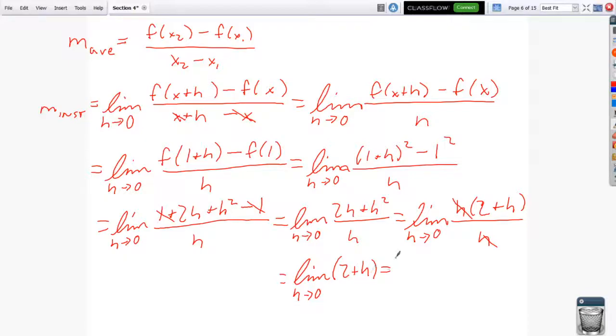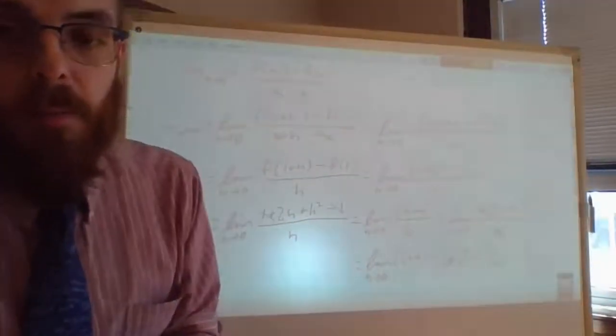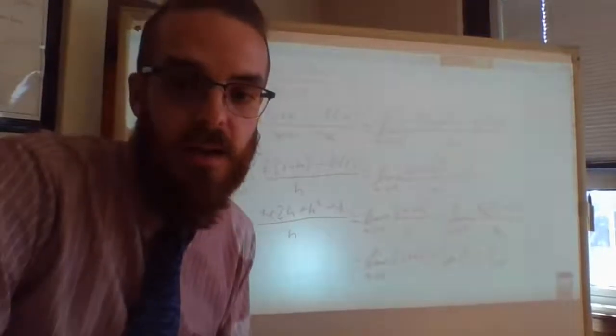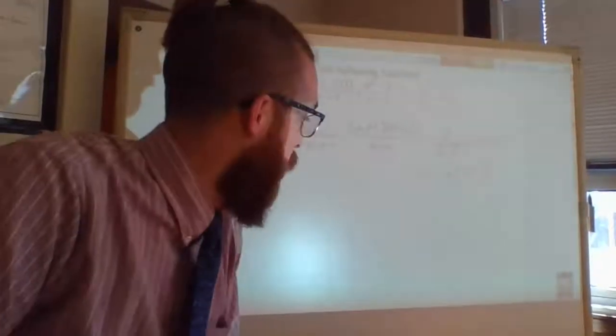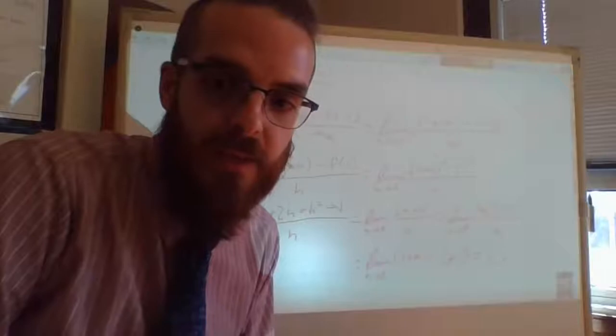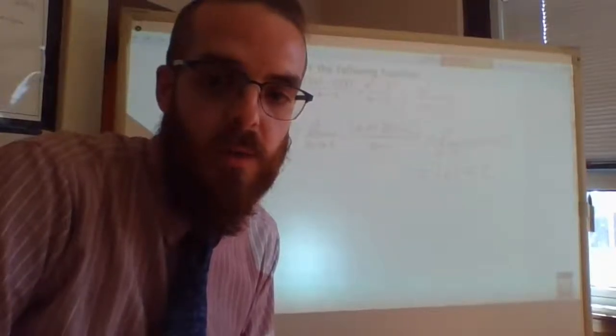Now I've got 2 plus 0. I guess I'll put that down, even though it hurts me to do it. My instantaneous slope is 2. One thing to point out here, both of these, this and the previous option, were valid options. We get the same answer. We get 2, we get 2.